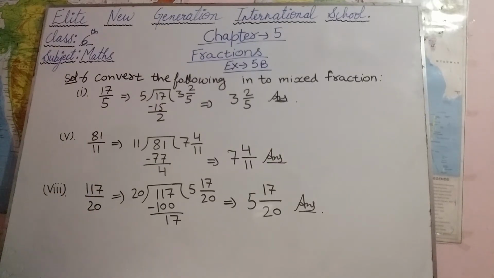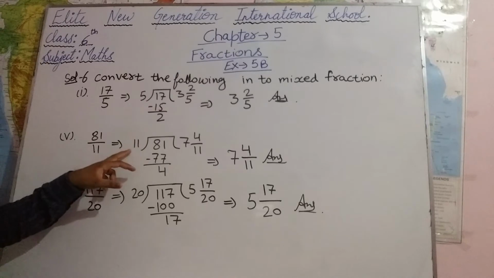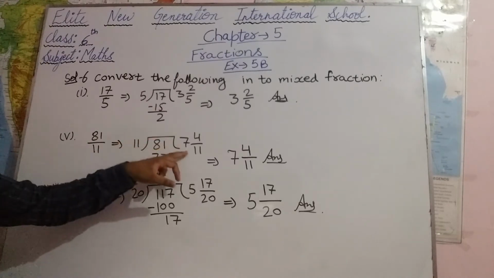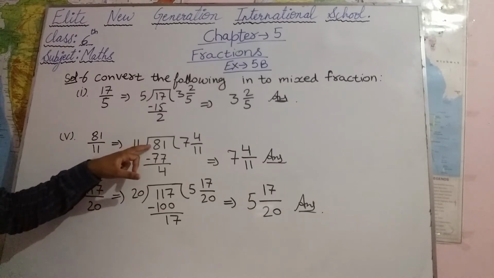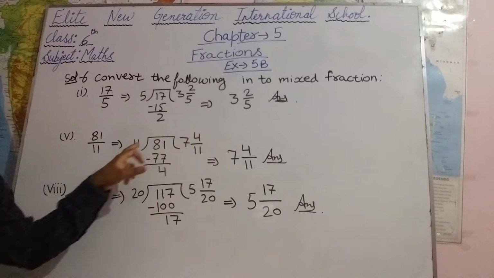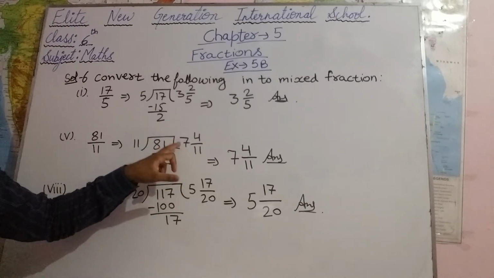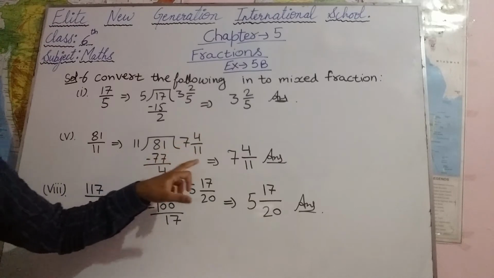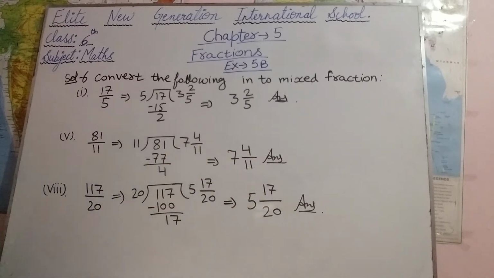Similarly, see its 5th part. In the 5th part we have 81 upon 11. Here we have to divide 81 by 11. So 11 sevens are 77. When this 77 is subtracted from 81, it will be 4. So this 4 will be written on the upper side and 11 on the lower side as the denominator. So we can call it 7 whole 4 upon 11. So 7 whole 4 upon 11 is the answer, which is a mixed fraction.